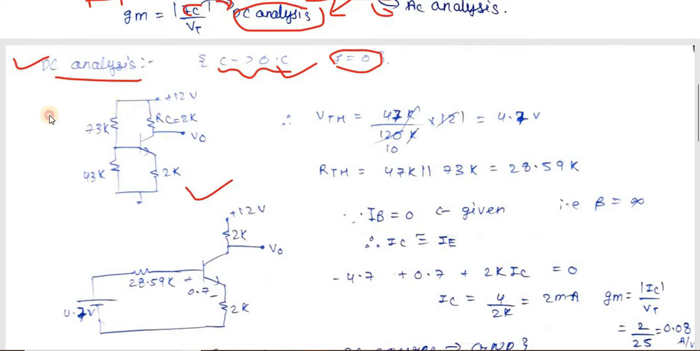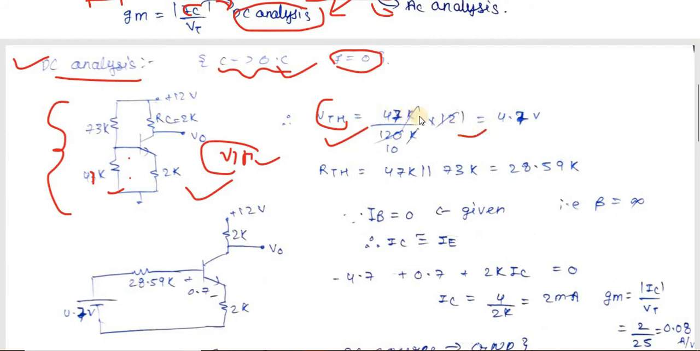Now you can see this is a voltage divider biasing circuit and we know how to do the DC analysis of this voltage divider circuit. So very first thing is that we need to find out the VTH and RTH. Our VTH will be simply the voltage drop across this 47 kilo ohm resistor. So our VTH will be 47k upon (47 plus 73)k into 12. If we simplify it, we get 47k upon 120k into 12, which is 47 by 10, so 4.7 volt. At the end you will get VTH equals 4.7 volt.